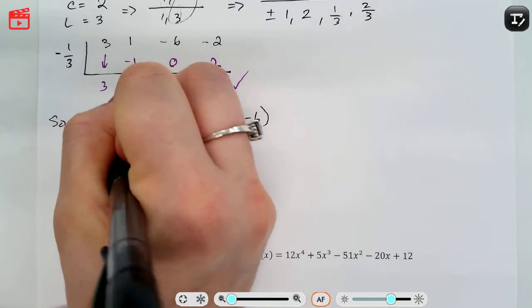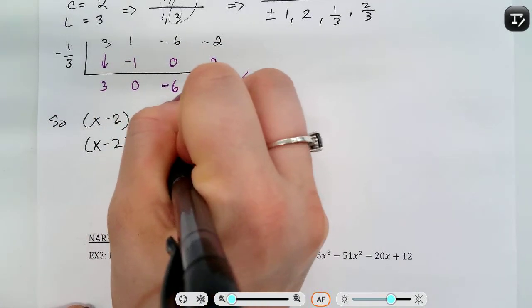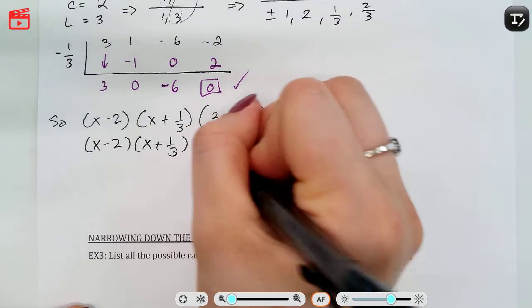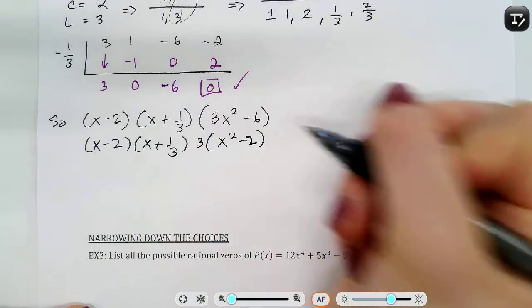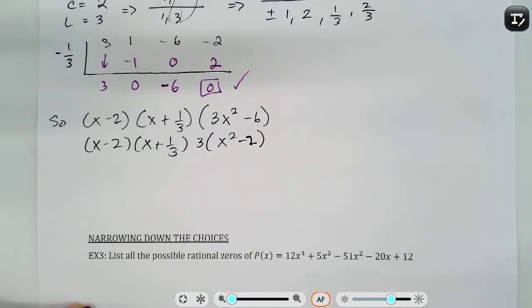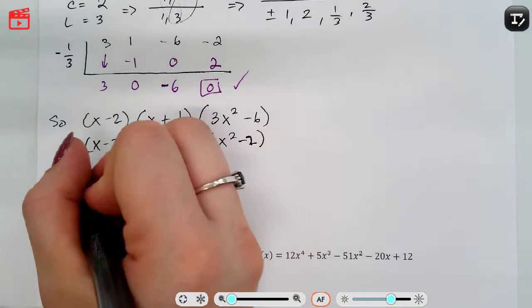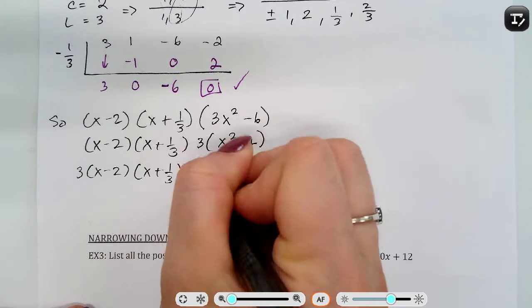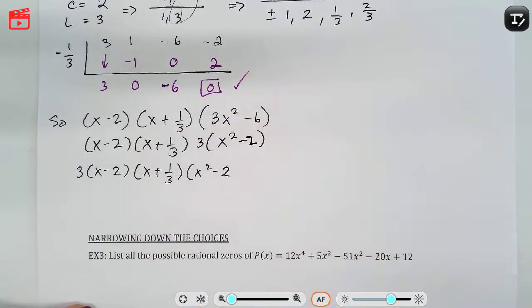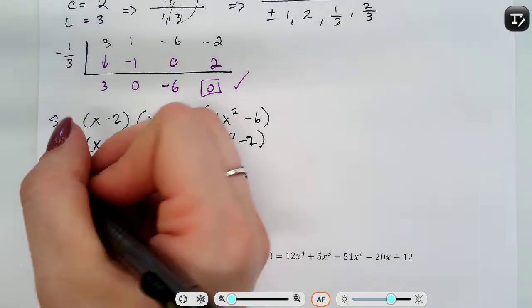That's going to be x minus 2, x plus 1/3. I can factor out the 3, and I'll be left with x squared minus 2. To make things look nicer, I'll just bring that 3 out front. And there we go. That is my factored p of x.